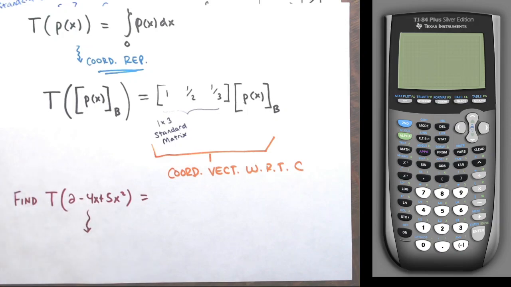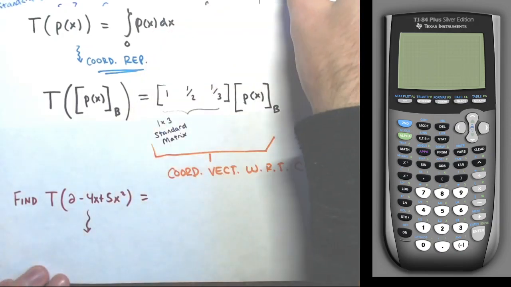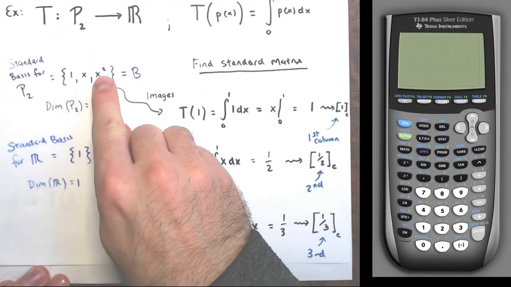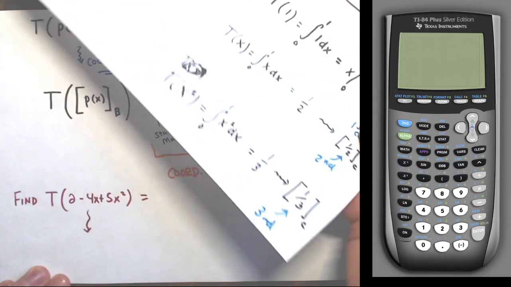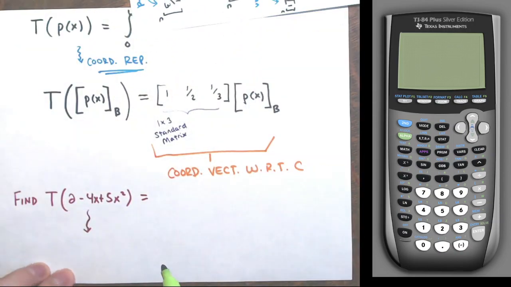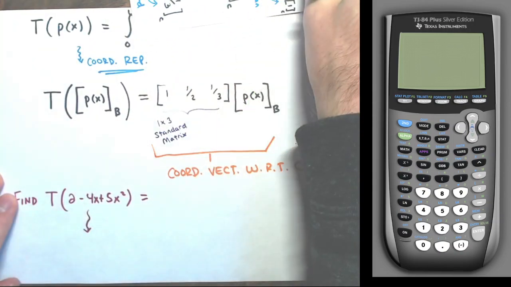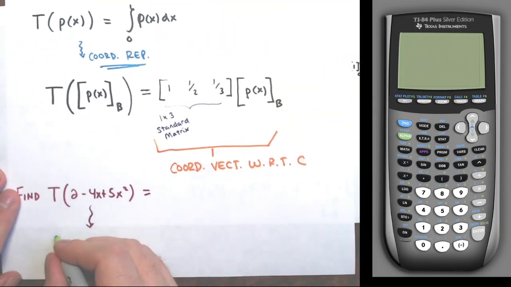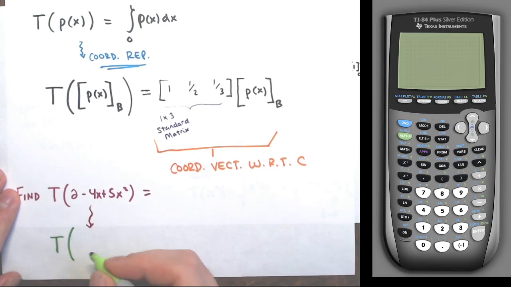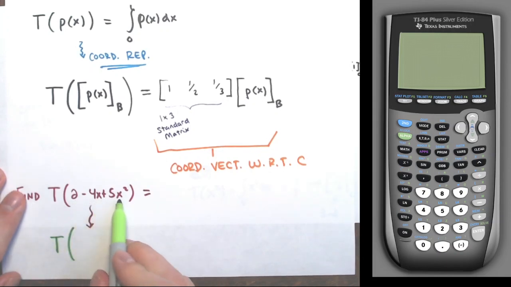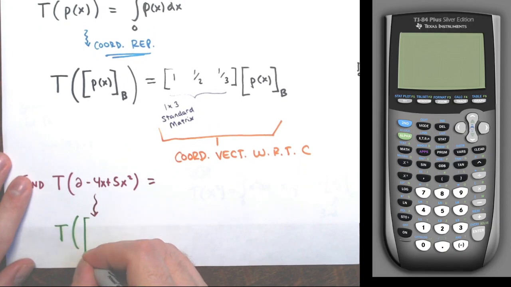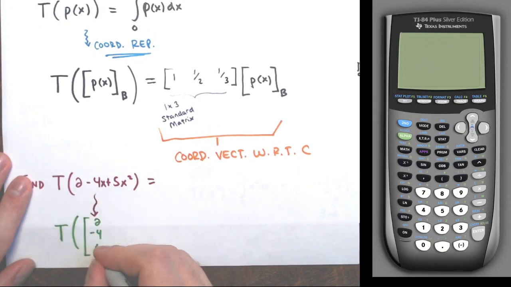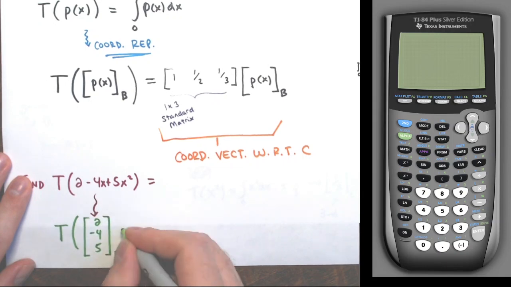Now remember, basis B for P2 was 1, x, x squared, in that order. So when I write the coordinates, I'm going to write them in that order: the coefficient of 1, the coefficient of x, the coefficient of x squared. So we'll have T of the coordinates of this relative to B, which are 2 times 1, negative 4 times x, and positive 5 times x squared. This is relative to B here.